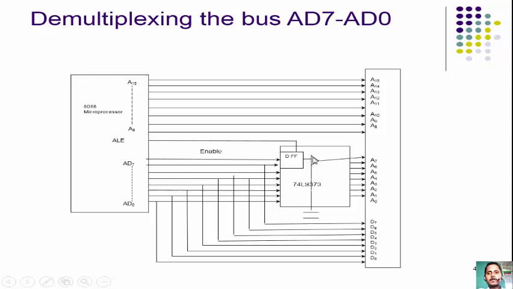So in this way, once the information, that is the address, gets locked in the latch, the same lines can be used for data reading or data writing operation. So this is the simple logic behind the latch and the ALE signal, that is the demultiplexing logic of the 8085.